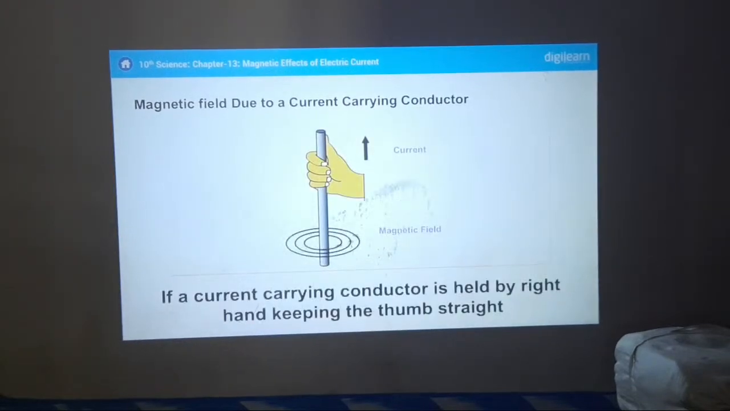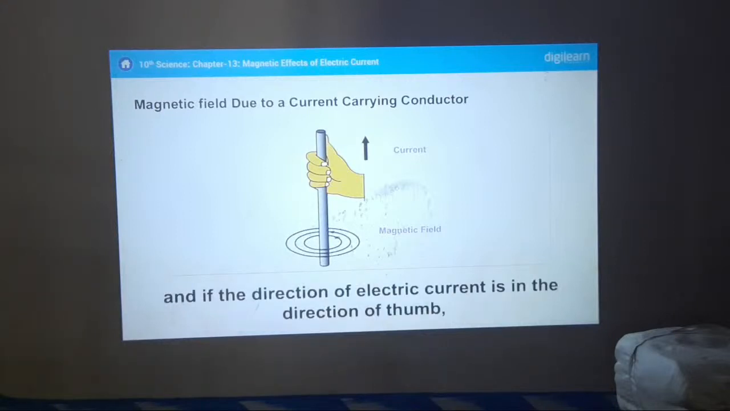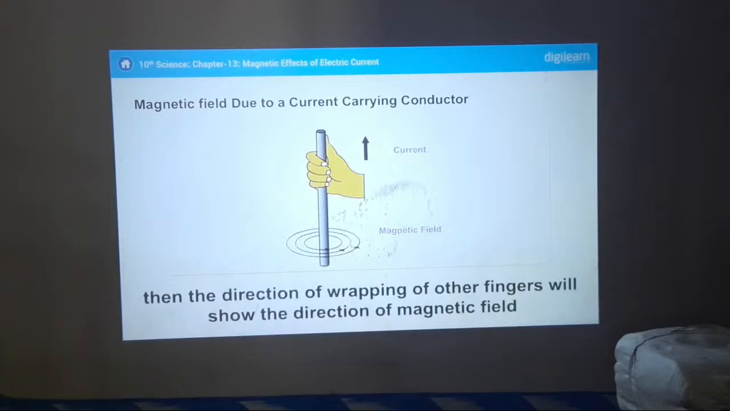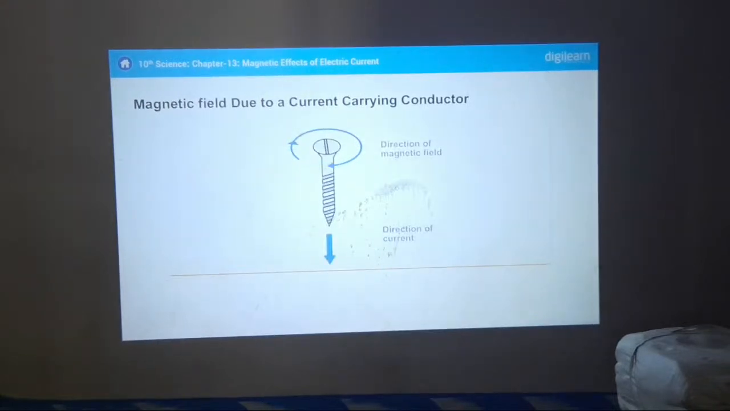If a current carrying conductor is held by right hand, keeping the thumb straight, and if the direction of electric current is the direction of thumb, then the direction of wrapping of other fingers will show the direction of magnetic field. As per Maxwell's Corkscrew rule, if the direction of forward movement of screw shows the direction of current, then the direction of rotation of screw shows the direction of magnetic field.